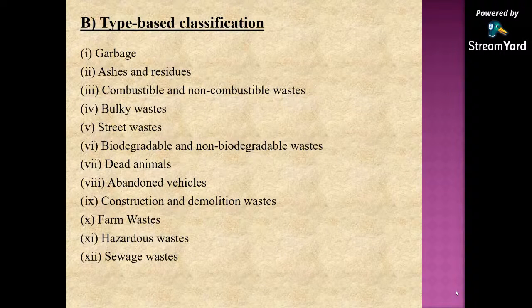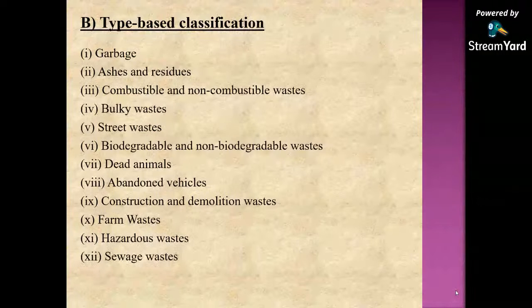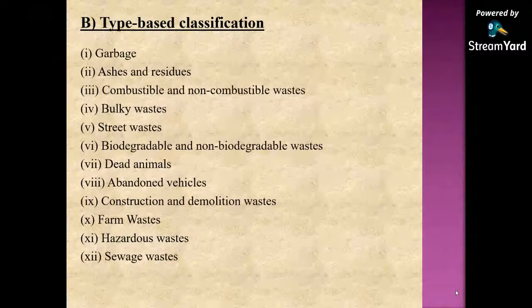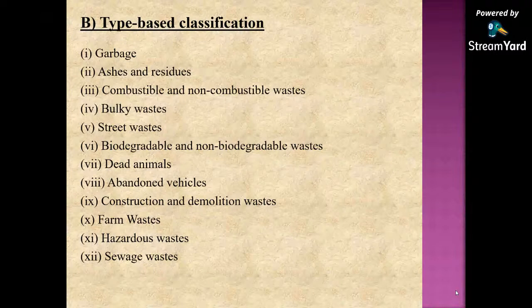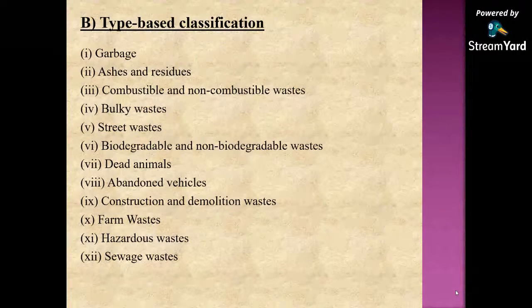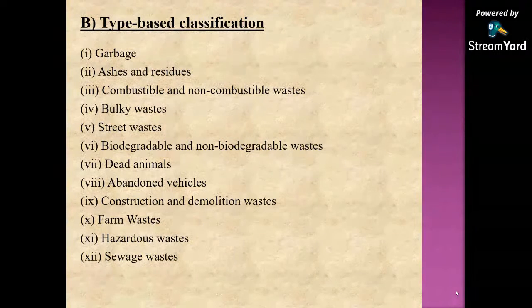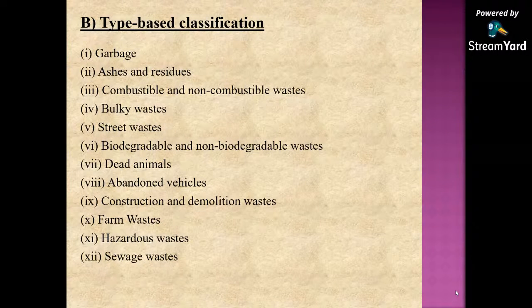So first is garbage. This includes animal and vegetable waste resulting from the handling or sale or storage or preparation or cooking and serving of food. Garbage comprises these wastes, and these wastes contain organic matter which produces a very bad odor, and this garbage attracts rats and other vermin. Therefore, it requires special attention in storage, handling, and disposal of garbage.